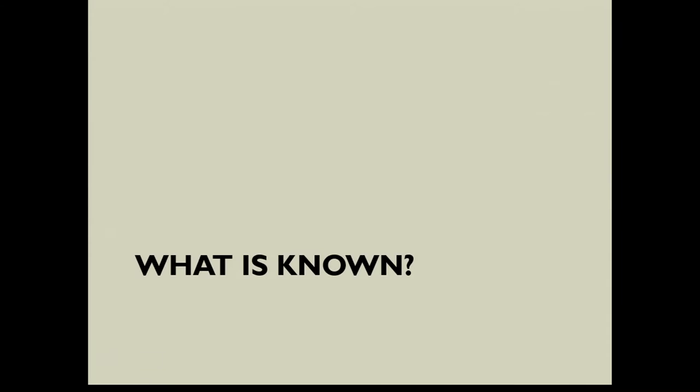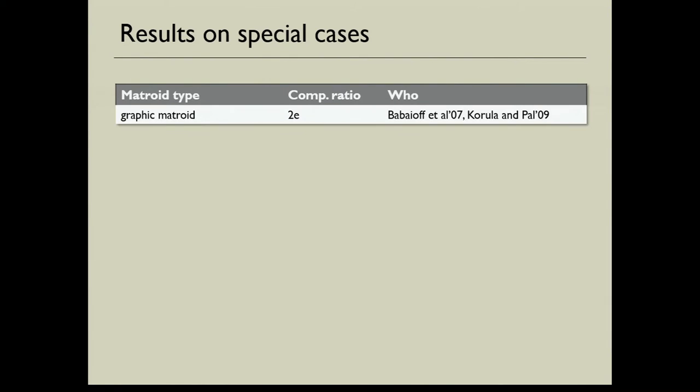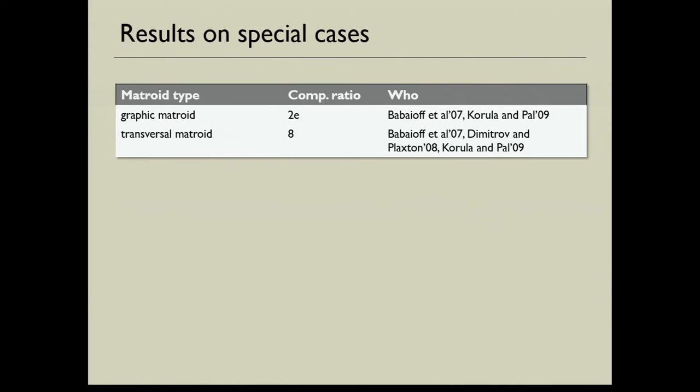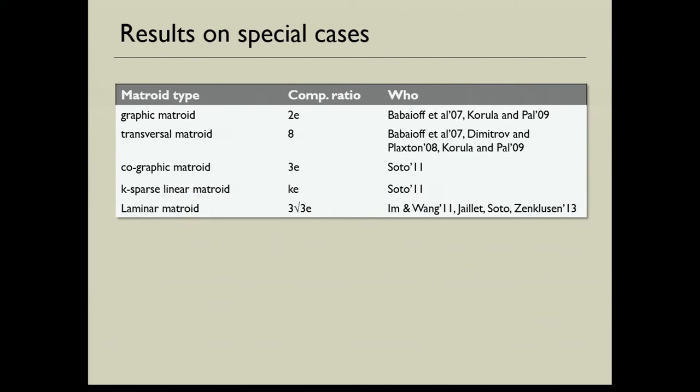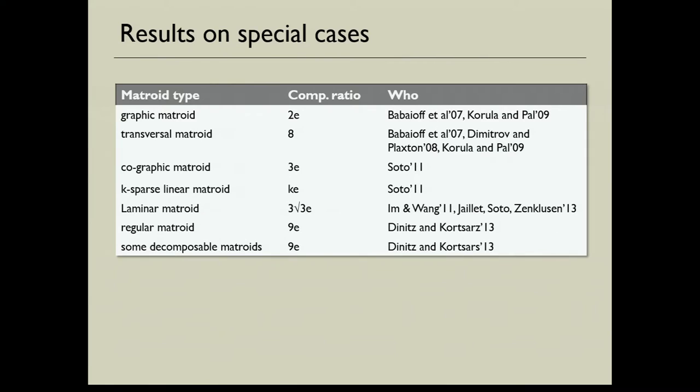Okay, so what's known? There's a lot known on special cases. So don't ask me. For the graphic matroid, you can get a 2e. Here it's assumed that you know the whole graph in advance. Transversal matroid, yeah, don't ask me to define this matroid, it's an 8, 3e. And there are results for k-sparse linear matroids. But what you could observe here is that there are a lot of constants, except for this one, for many types of matroids.